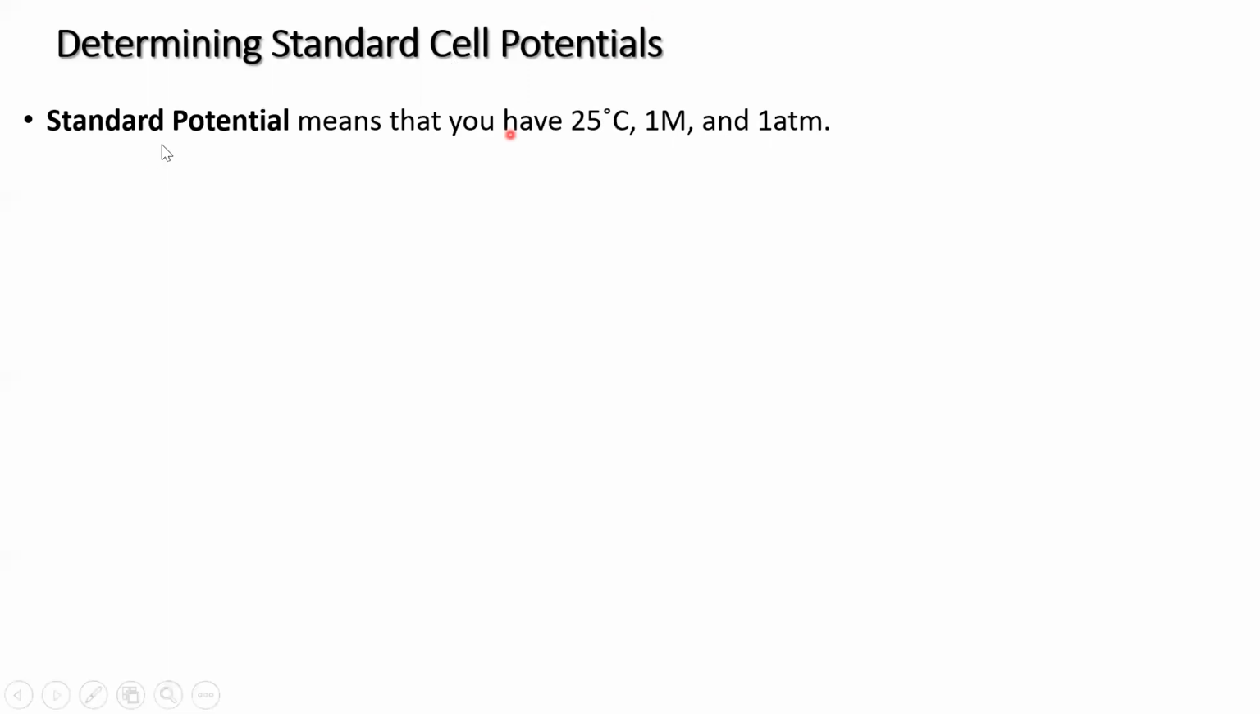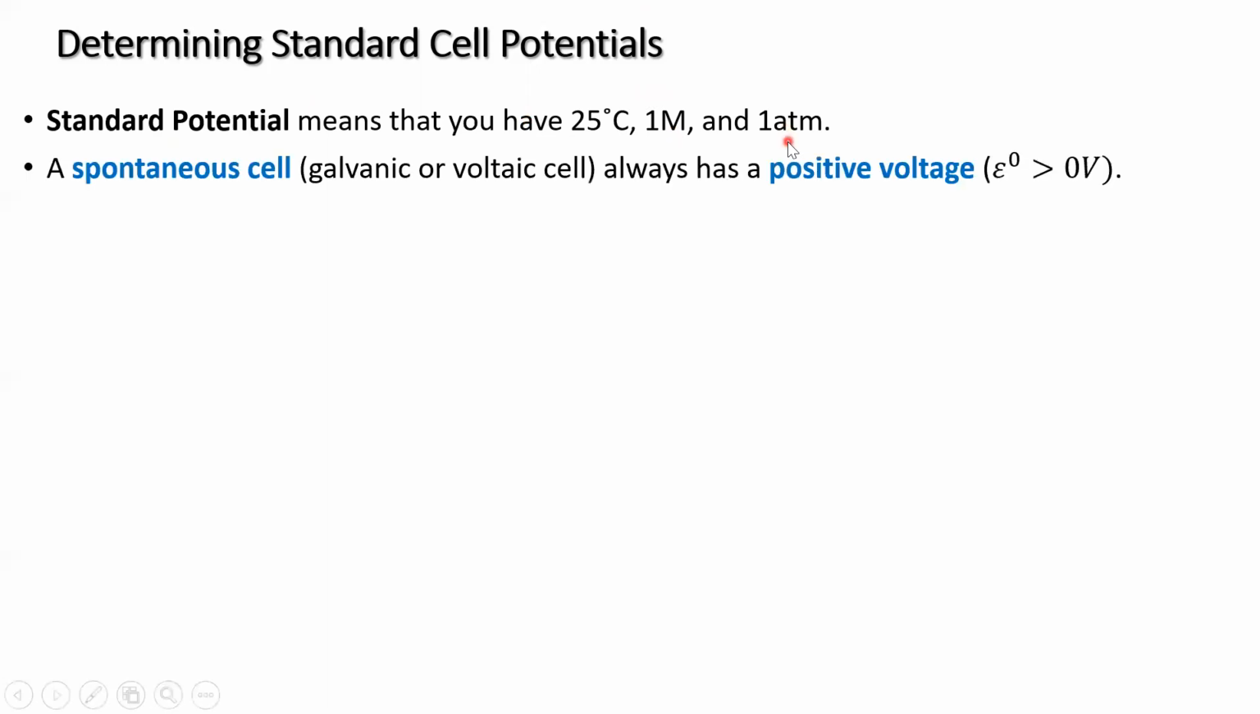Let's apply this. Okay, now that we've gone through what it all means, let's apply it in some questions. So let's say that we're looking at a standard potential, which is at 25 degrees Celsius, 1 molar solutions, and 1 atm if we're looking at gases. A spontaneous cell, a galvanic cell or a voltaic cell, will always have a positive voltage.